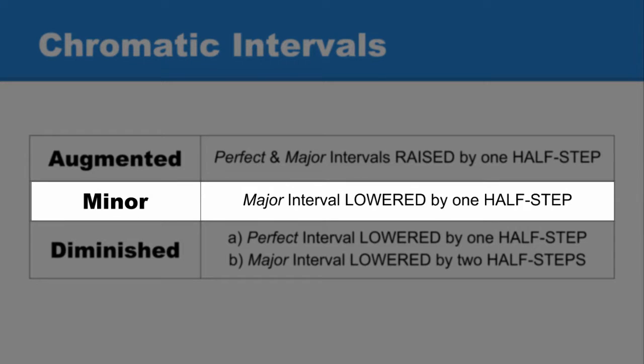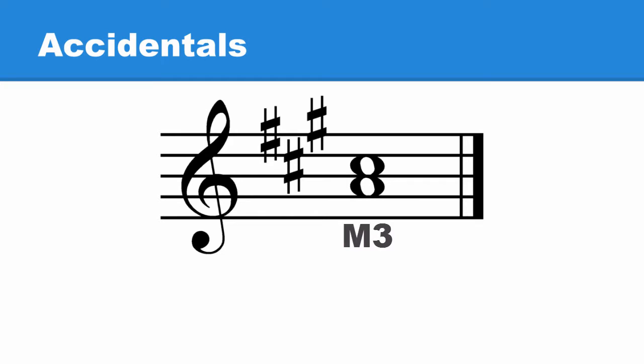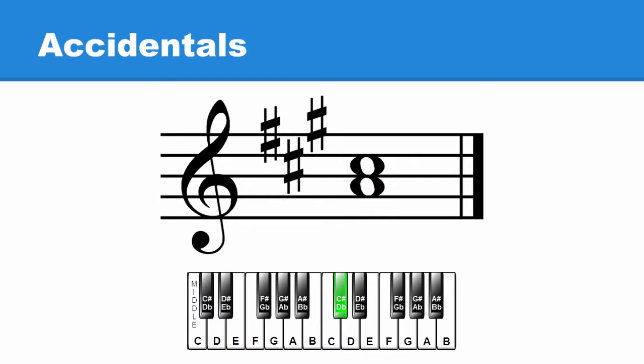To make a minor interval, we need a major interval lowered by 1/2 step. This interval is a major third. So how do we lower the top note in this interval by 1/2 step? We know this note is C sharp because C sharp is in the key signature. So we need to lower this C sharp by 1/2 step to make this interval a minor third.